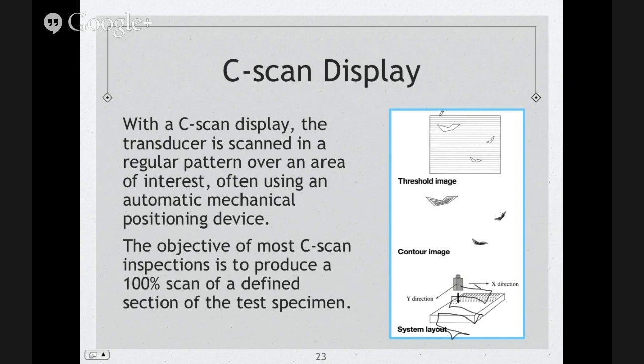And your C-scan display is going to look something similar to this, in either color or in different scales of gray. And this would be your indications, if you had any. That would depend on the color or the shade of gray, which would mean what type of depth they had, or how much penetration you had on that wave.